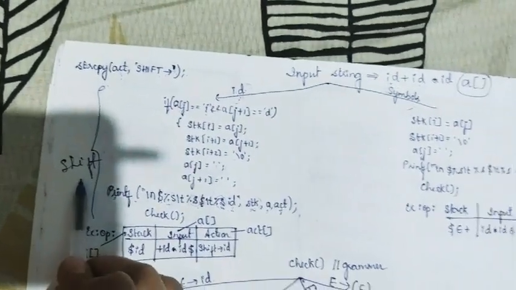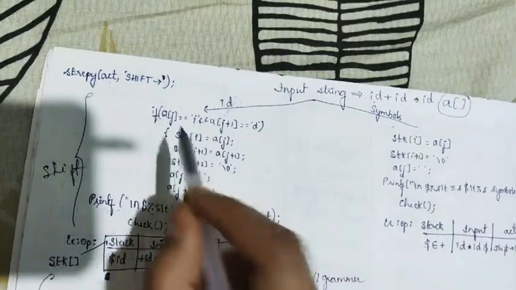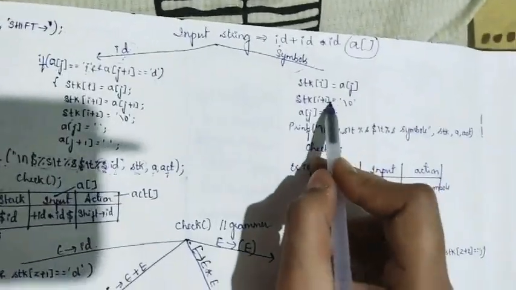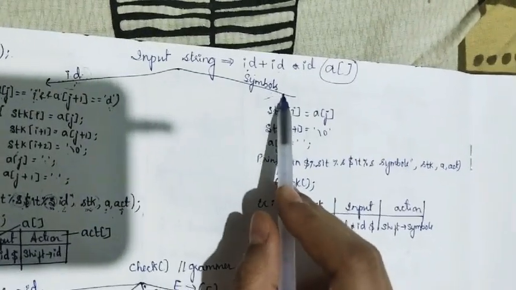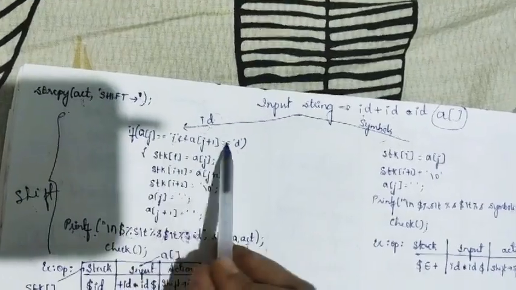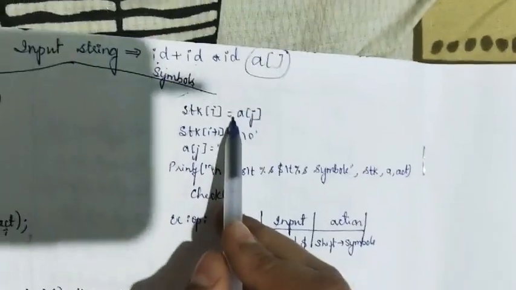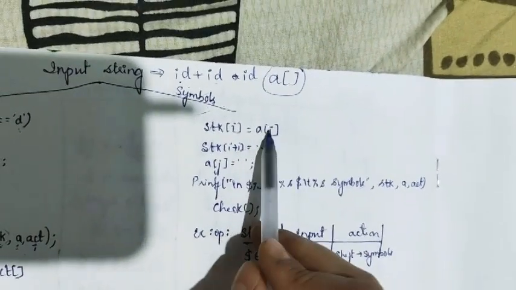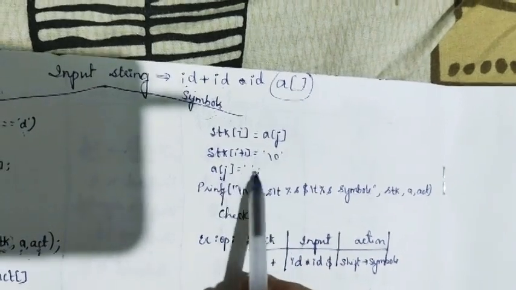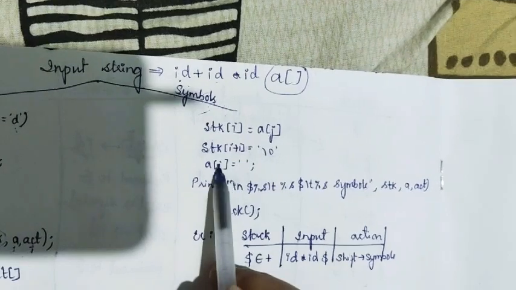Second, while shifting, if it is ID, we perform this. Suppose it is not ID, that is, if the first one is not I and the second one is not D, then obviously we consider that it's a symbol. A symbol will only be one character, whereas ID contains two characters, so we performed two copy operations there. Here we copy that one character onto the stack, place a null, and remove that character from the input string. That is why we place a space there.